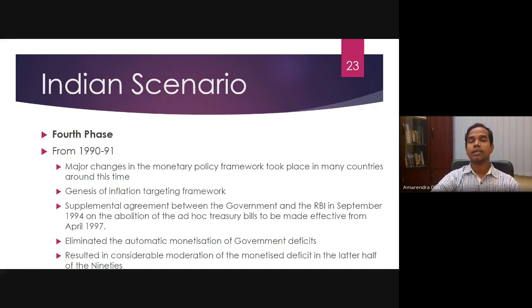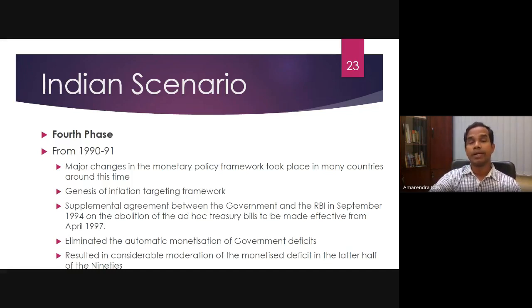And then during this time, an agreement was made between the government and the RBI in September 1994 on the abolition of the ad hoc treasury bills, to be made effective from April 1997. So the government and RBI came to an agreement that there would be abolition of the ad hoc treasury bills. Okay? And that happened in April 1997, but the agreement was done in September 1994.